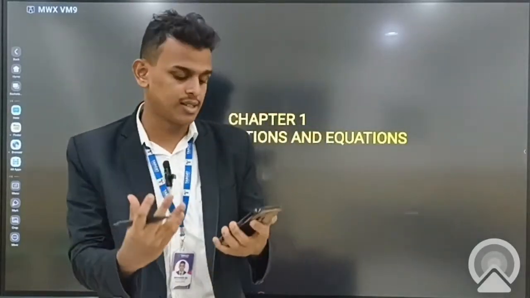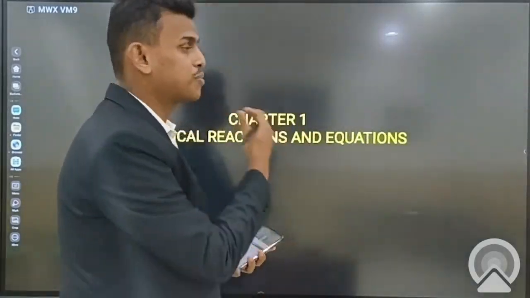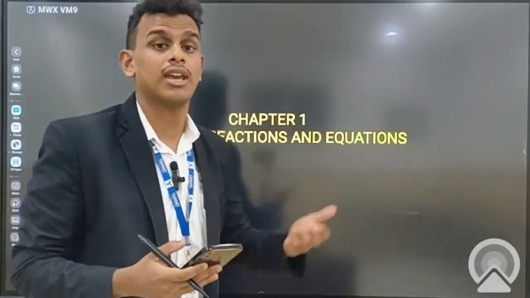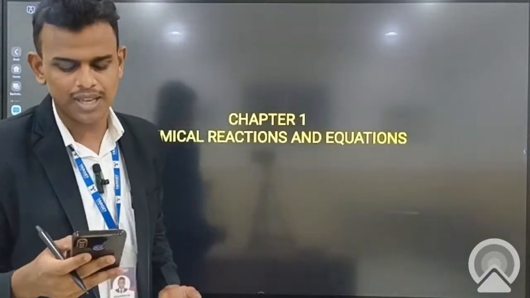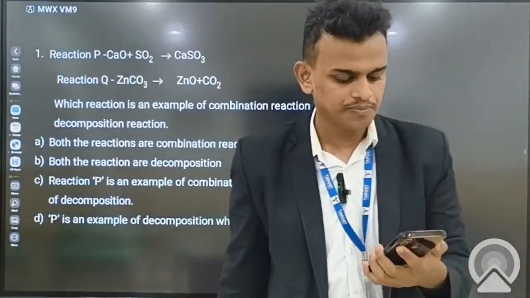Now I am going to concentrate on types of reaction. You know there are 5 types: combination reaction, decomposition reaction, displacement reaction, double displacement reaction, and oxidation reduction reaction. You should study one example from each of these reactions. Anyway, let's go to the types of reaction portion, then only we can come back to balancing of chemical reactions. So move to the first question.